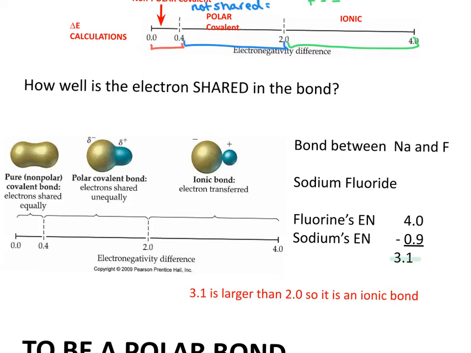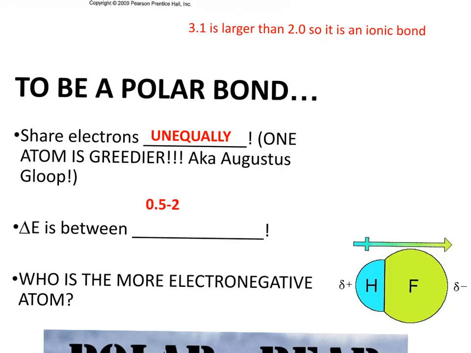So in this case, if I have a 3.1, I'm going to see that that is greater than 2.0, less than 4.0, meaning that I have an ionic bond. And this works for all different types of elements. So just to sum up, to be a polar bond, the electrons have to be shared unequally. One is greedier. It's always going to be where my delta E is between 0.4 and 2. And you're always going to be able to tell which is the more electronegative element.